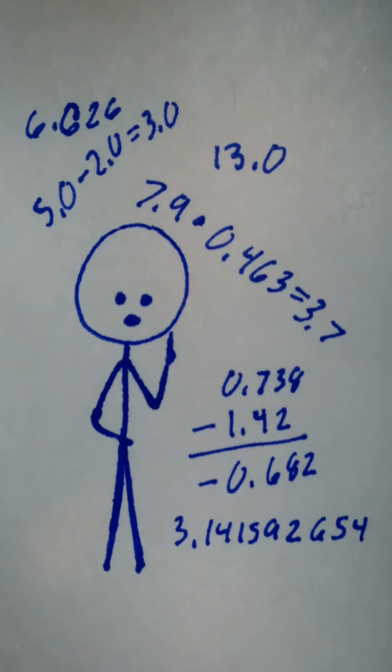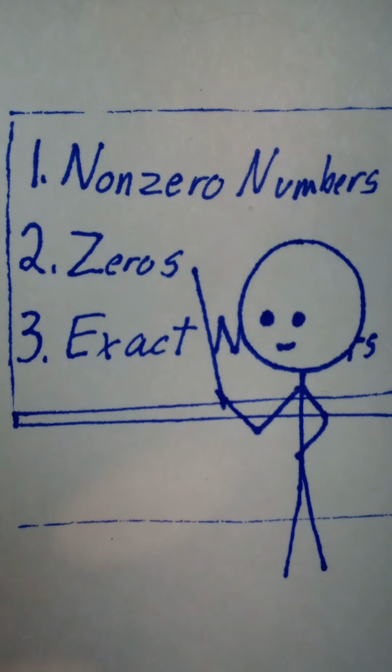When performing calculations in chemistry, the numbers used for the calculations determine the significant figures of the result. To know what to classify as significant, follow these three rules: non-zero numbers, zeros, and exact numbers.